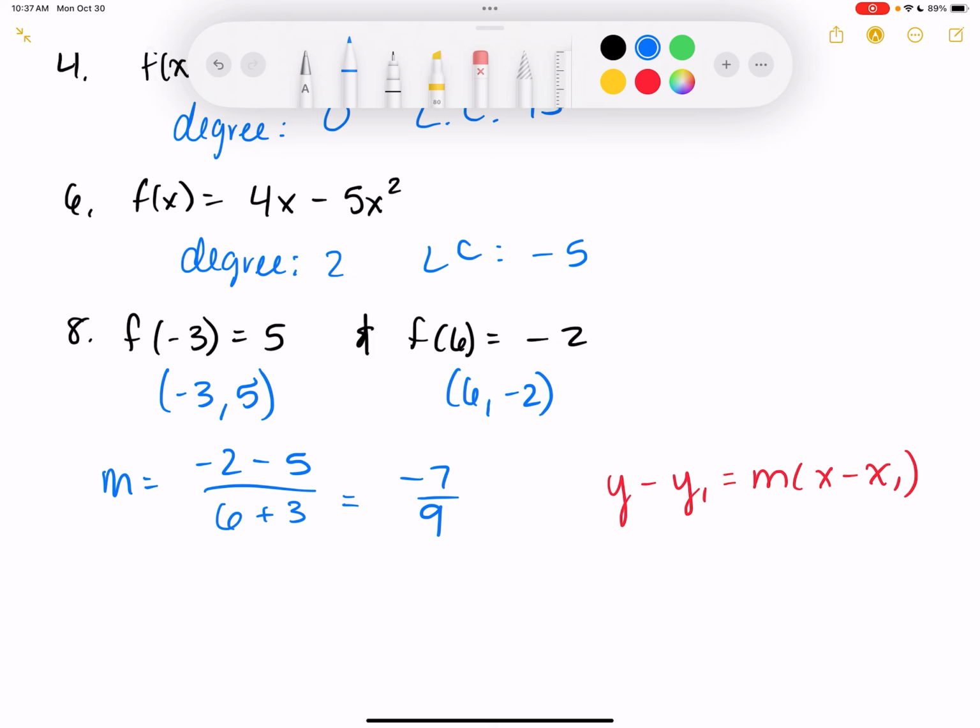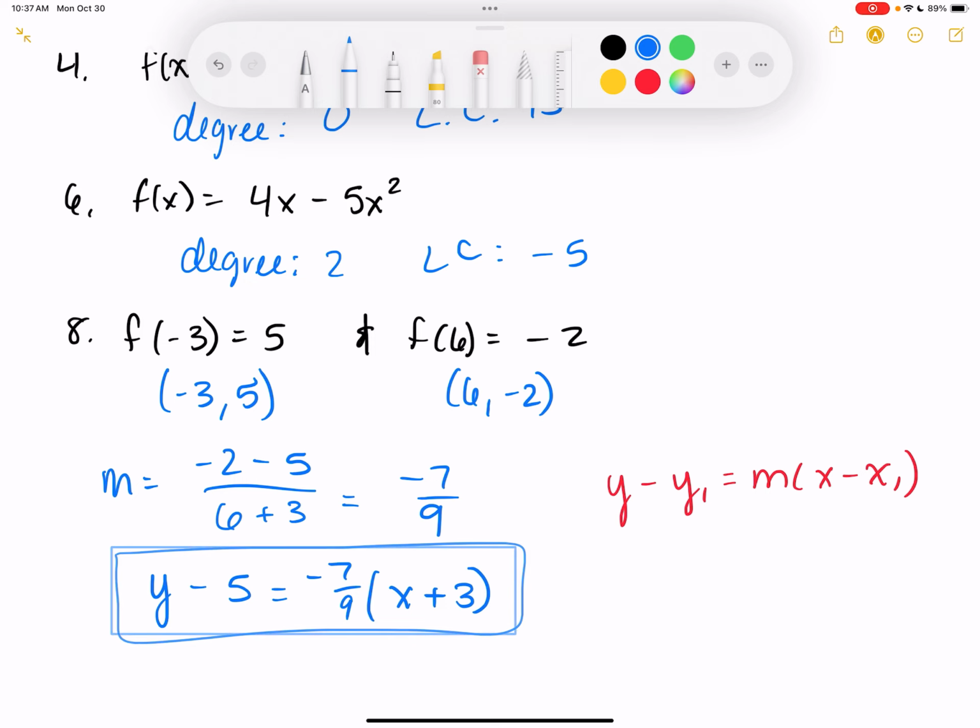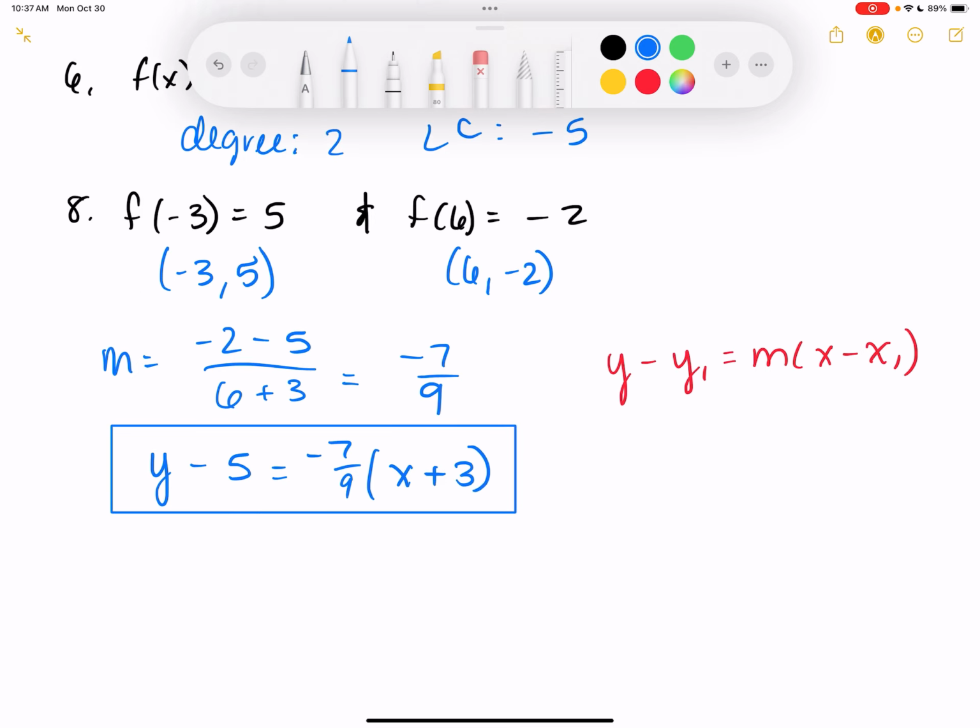All right, so y minus 5 is equal to negative 7 over 9 times x plus 3. This is minus a negative. I'm honestly okay if you leave it there. The book is going to take it, and I don't know what they're going to do with it because the answer's right in front of the book. You can either leave it here or you can multiply and move stuff around if you are so inclined.